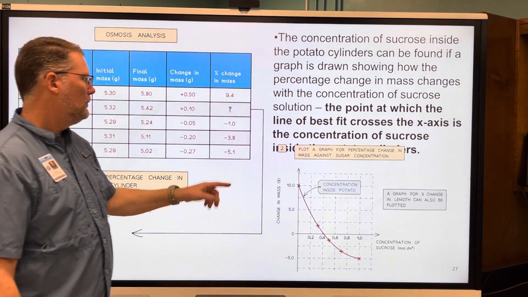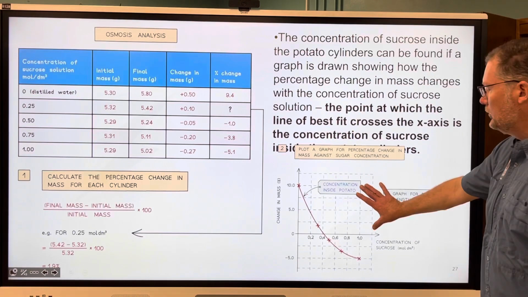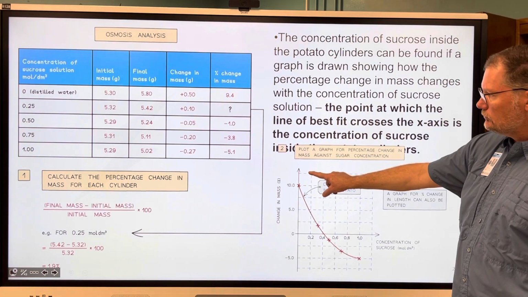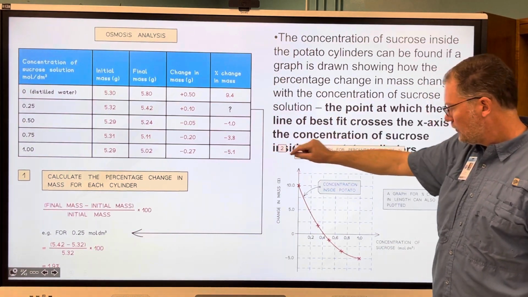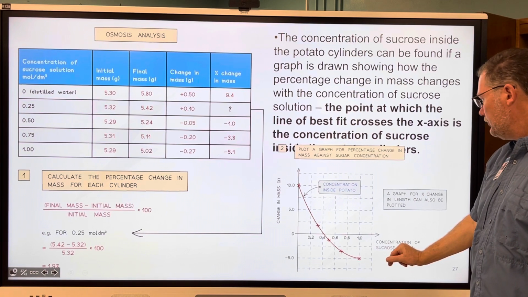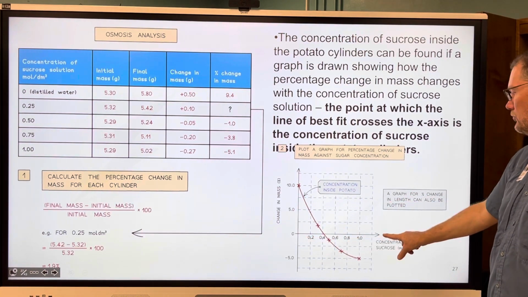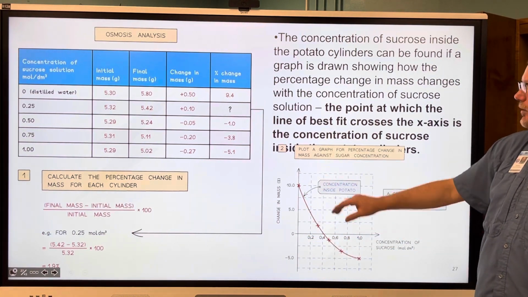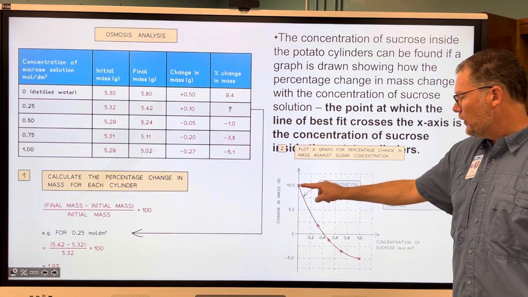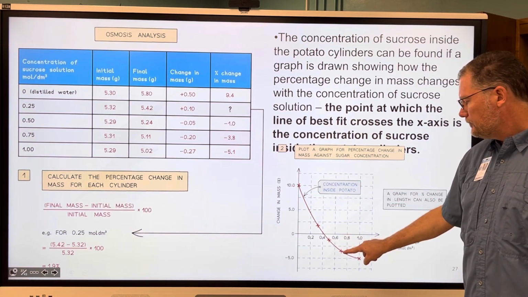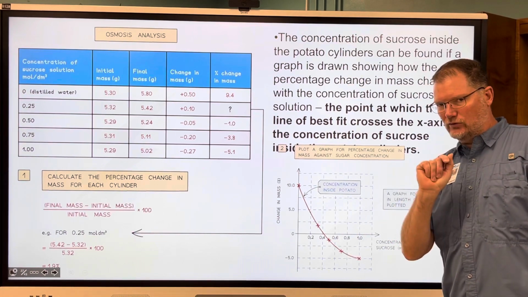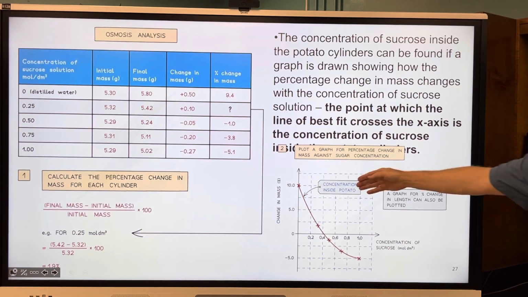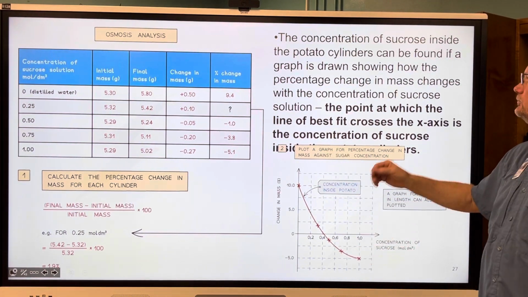So then with that, you plot a graph. Change in mass percentage, that's here, by the concentration of sucrose. In this case, they put 0 in the center with negative at the bottom and positive at the top. And these are their plot points. X's, not dots, remember? Okay. And that's a line of best fit, right?